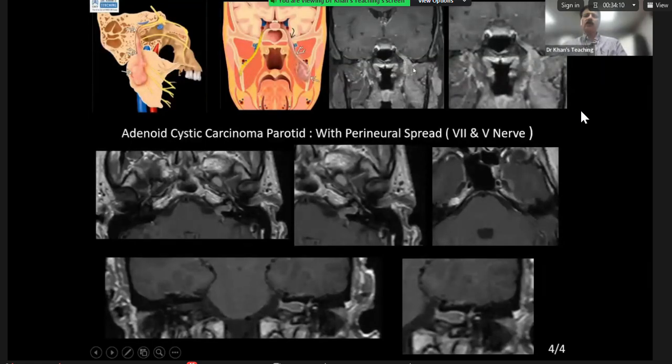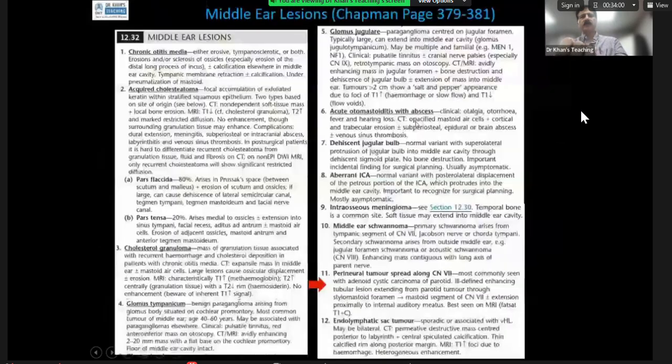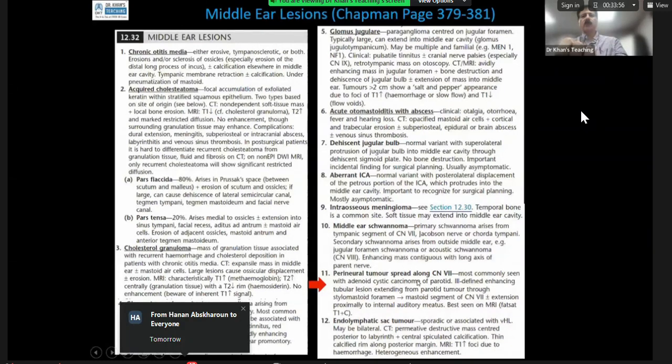This appearance you must remember, and this is an exam scenario. Other tumors can also be asked like this. So this was perineural spread. This is perineural tumor spread around the seventh nerve.